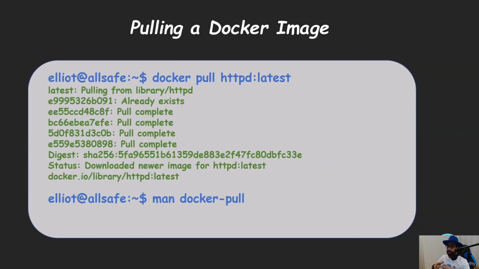Hello everyone. In this video, I'm gonna show you how to download a Docker image. To download a Docker image, you can use the docker pull command. Very simple. Let me show you.